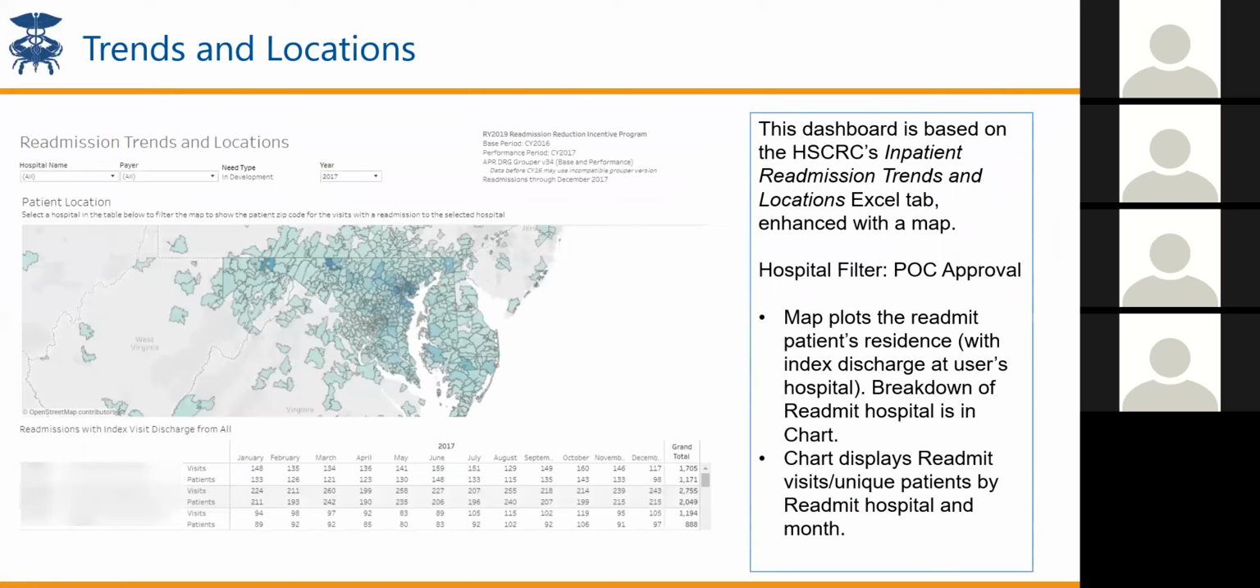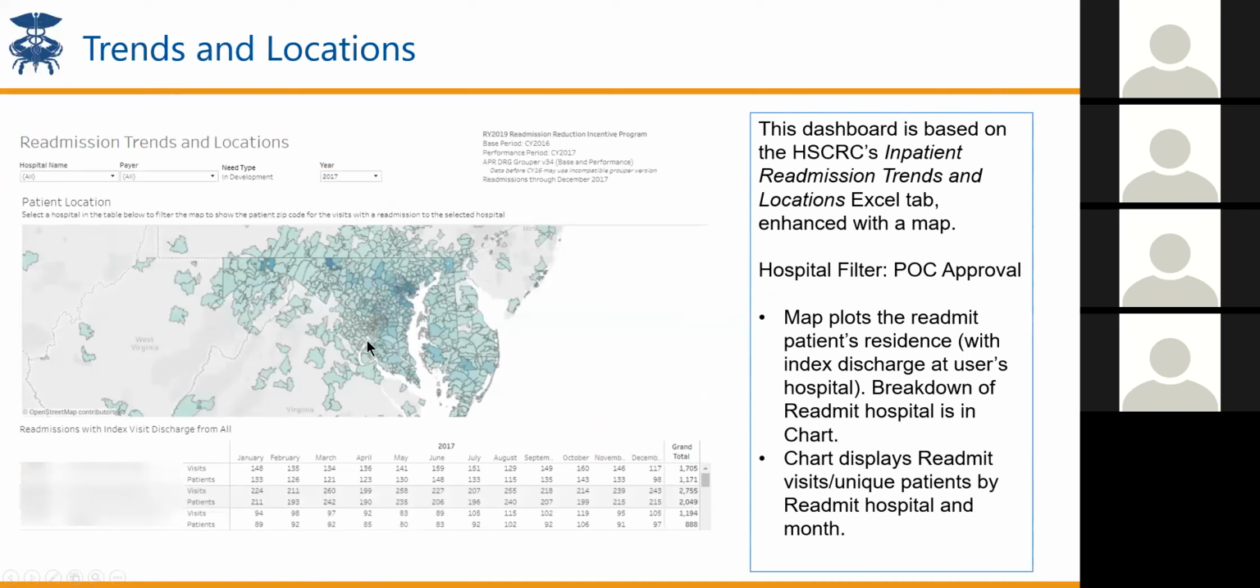Next up is trends and locations, and this is one of the most popular reports in the original suite of reports that we released back in 2015. This dashboard is based on what we call the inpatient readmission trends and locations original Tableau report. With this report, the user is only able to look at the hospital where they have POC approval.